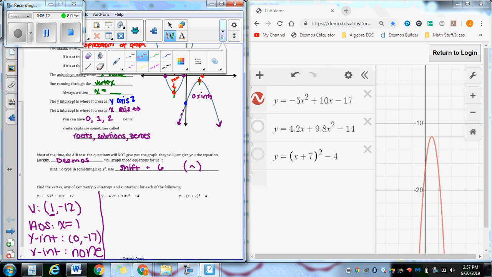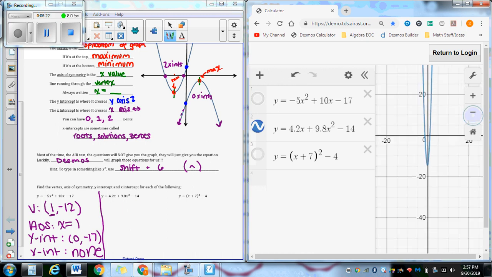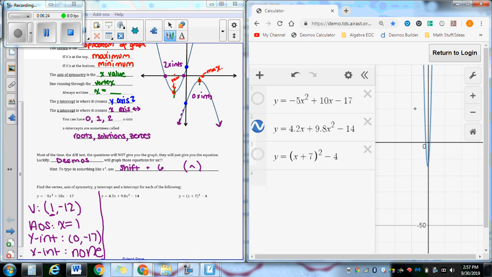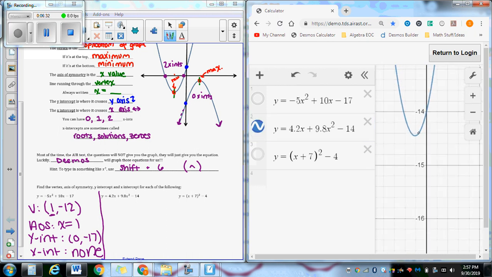If I go to the second one, so I will turn this one off and turn the second one on, y equals 4.2x plus 9.8x squared minus 14. I get a graph that looks just a little bit different. This U shape is going upwards. The same idea. I'm going to zoom in a little bit because you'll see that these two dots are really close together, and I want to make sure that I find the vertex.